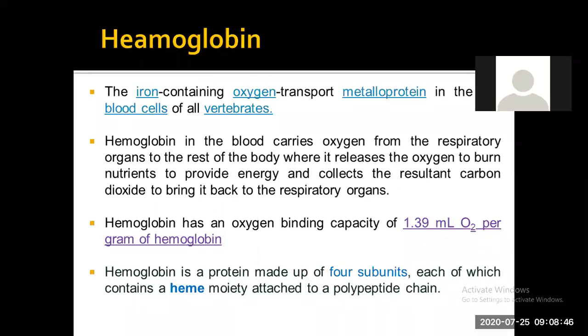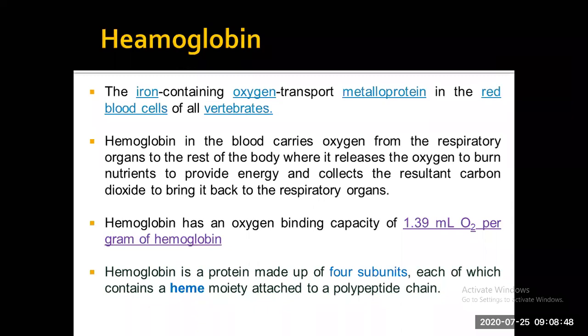The carrying capacity of hemoglobin is 1.39 ml of oxygen per gram of hemoglobin. So if you have 1 gram of hemoglobin, it can carry 1.39 ml of oxygen.